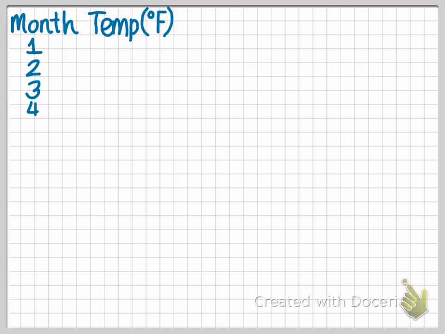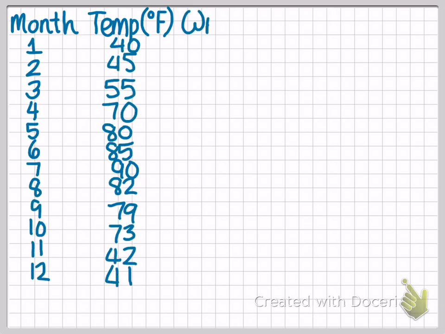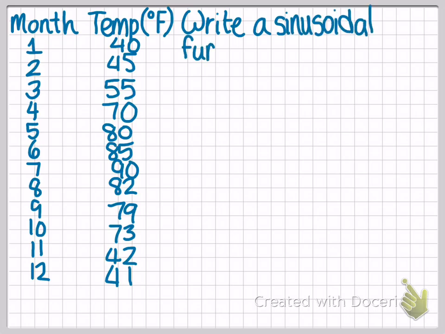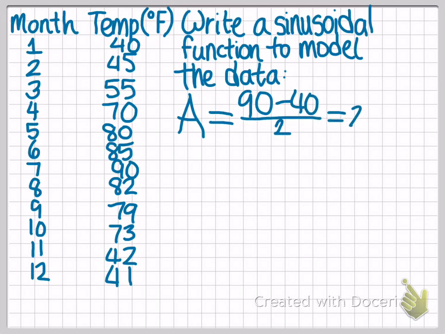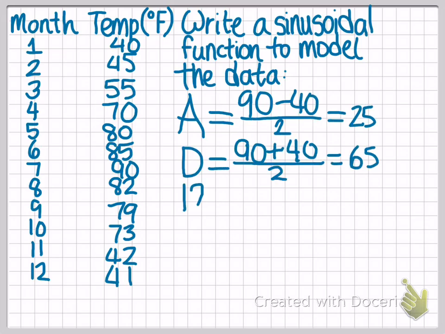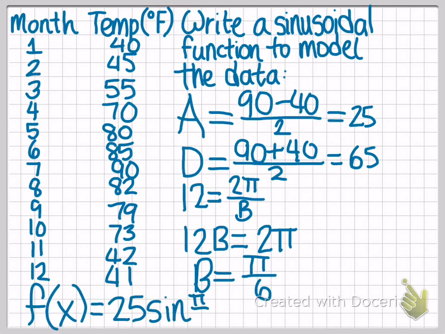So we have a month and temperature table here with average temperatures for each month, and we have to write a sinusoidal function to model the data. To find the amplitude, you would take the highest degree minus the lowest degree over 2 to get 25. And to find the axis, you would take the average of the temperatures to get 65. And the period is 12 months, so you make it equal to 2 pi over b. And solving gives you b equals pi over 6.